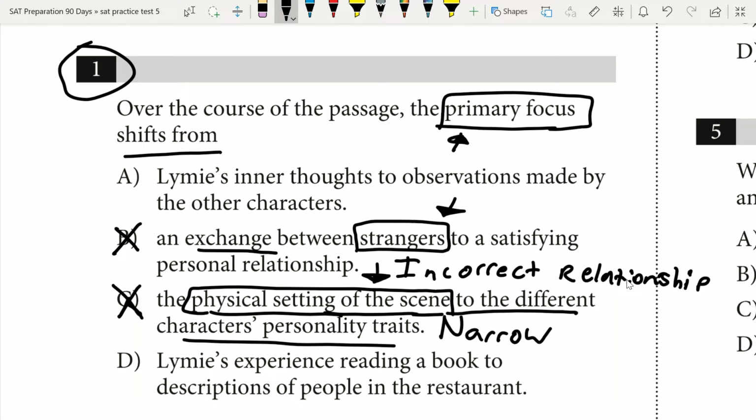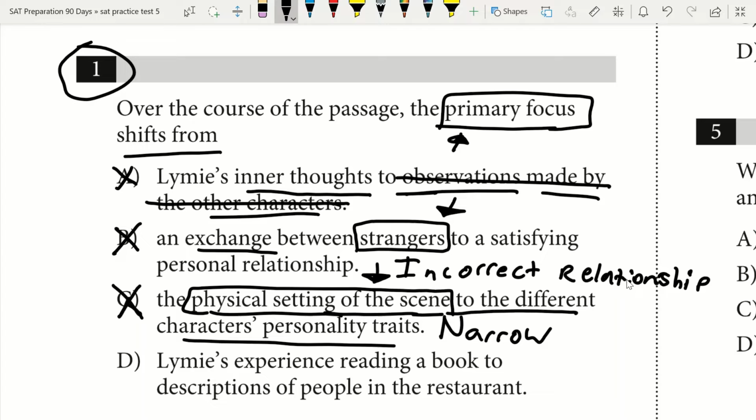Now, another common incorrect answer choice on shifting focus throughout the passage deals with something that is just off topic, unrelated, or incorrect. And that's what answer choice A is here. Answer choice A says that Limey's inner thoughts shift to observations made by other characters. Here's what's wrong with this. There are no observations made by other characters, because the only characters that are really talking or making observations in this are Limey and partially his father. Okay, so any observations made by other characters, that's impossible because no other characters are making observations.